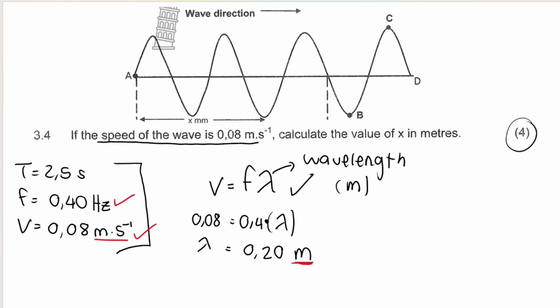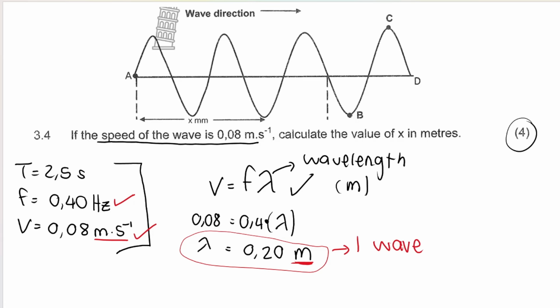They said they wanted me to calculate the value of x in meters. But this question is not done. You need to think about what this means. What does this thing mean that you just calculated? Wavelength. Wavelength is the distance for one wave.